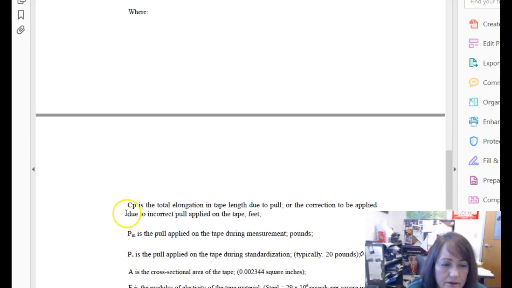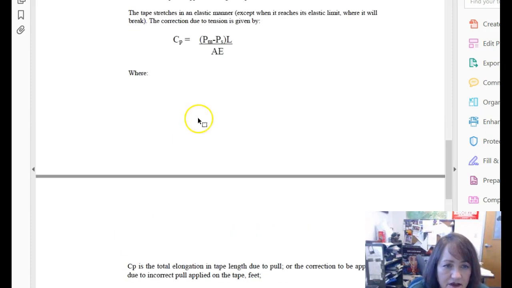CP is the total elongation due to pull, right? So that's your correction factor in some number of feet. PM is the pull applied to the tape during measurement. So that would be like if instead of pulling with the standardized pull of, say, 20 pounds, you were pulling with 30 pounds. So you're really snugging it up. So this would be 30. This would be the standardized pull, which as I said here is 20 pounds.